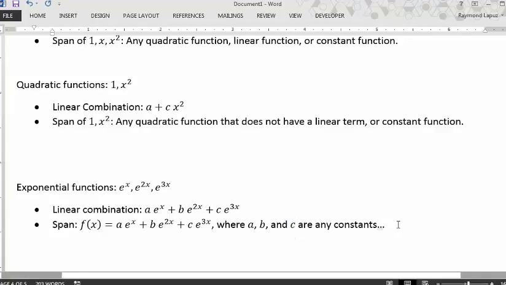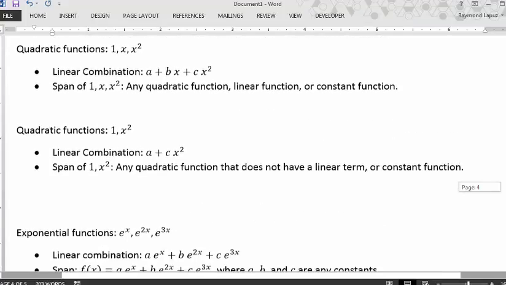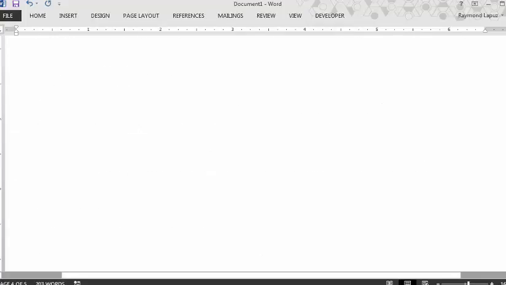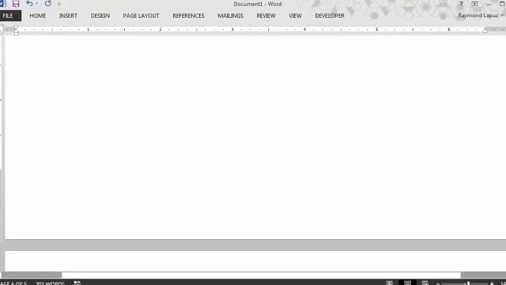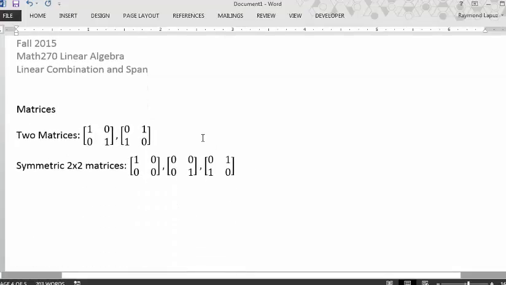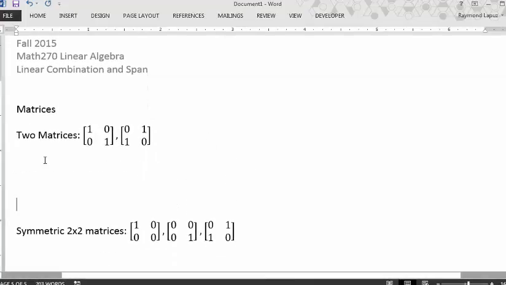Okay. So those are simple examples of functions, and I'm hoping that the idea of a linear combination of span is starting to make sense now. Alright, so let's take these ideas to a vector space of matrices. And here are a couple of examples. Alright, so let's do the span, or linear combination.